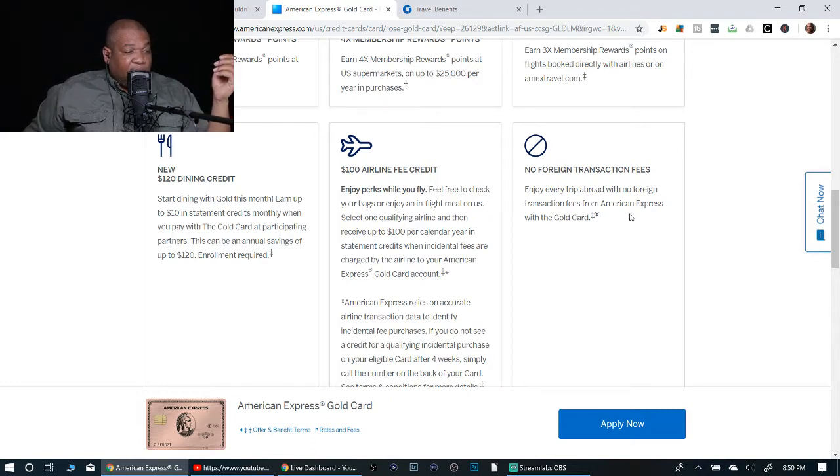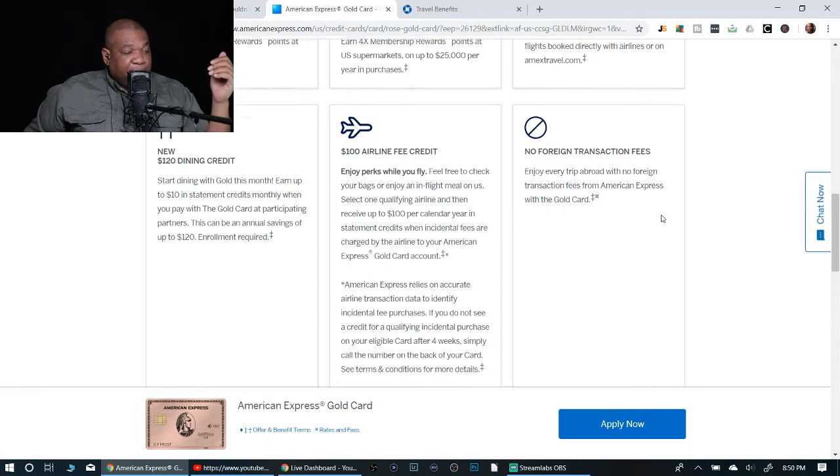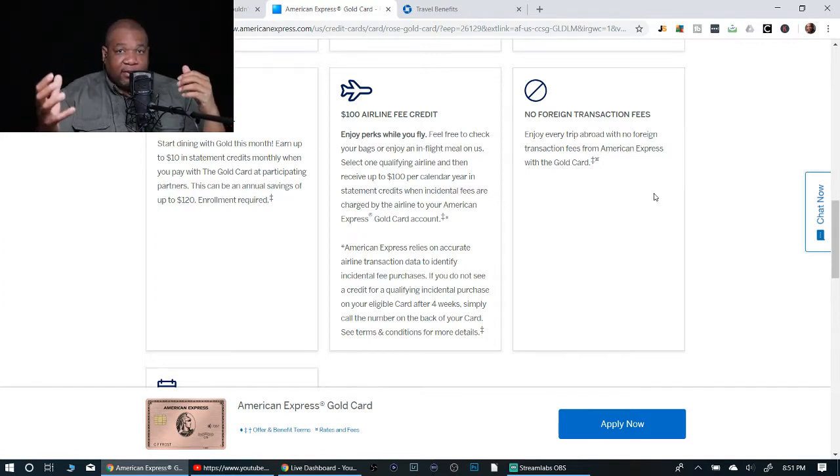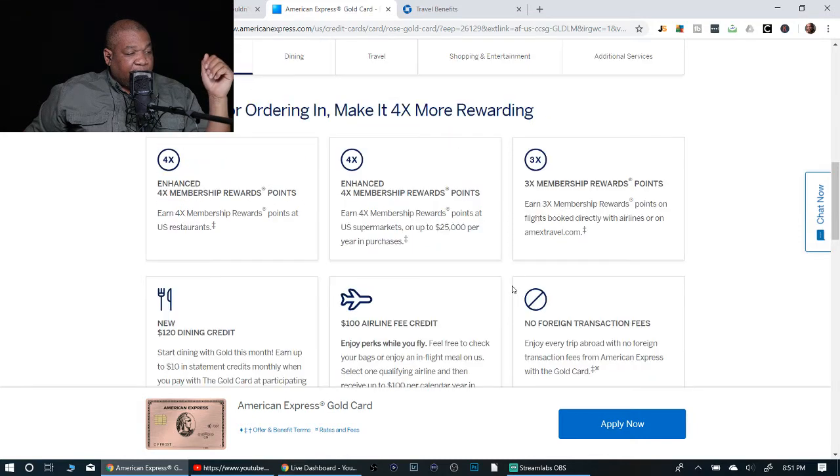Now, no foreign transaction fee, so that's good. You can use the card in another country, but you're only going to get 1 point per dollar. I can't stress that enough. You have to be aware of that, because if I had this card, I would not use it in another country, since I'm only going to get 1 point per dollar when I can use another card that will give me 3 points per dollar or 2 points per dollar. So I wouldn't use it if I'm in another country.